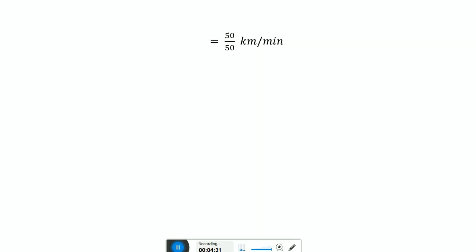Convert this minute into hour. That means we have to divide 50 minutes by 60 and 60 goes to numerator. So we get 50 by 50 into 60 kilometer per hour. 50 gets cancelled and average speed is 60 kilometer per hour.